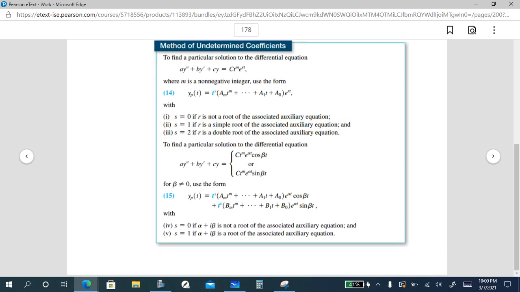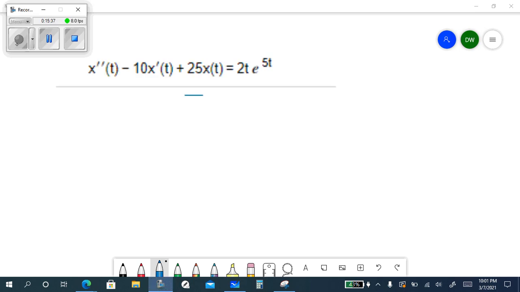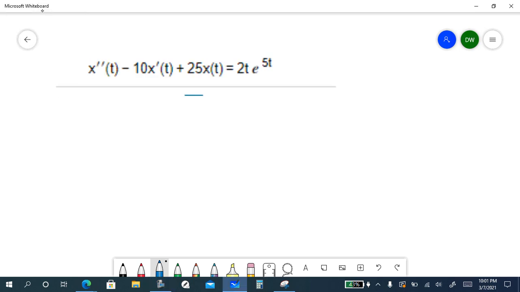The same thing applies if, instead of having e to the rt, we have either a cosine or a sine on our function on the end. So let's just work through one. Let's take a look at this one. Just looking at it, we would suppose that our equation should be of the format.